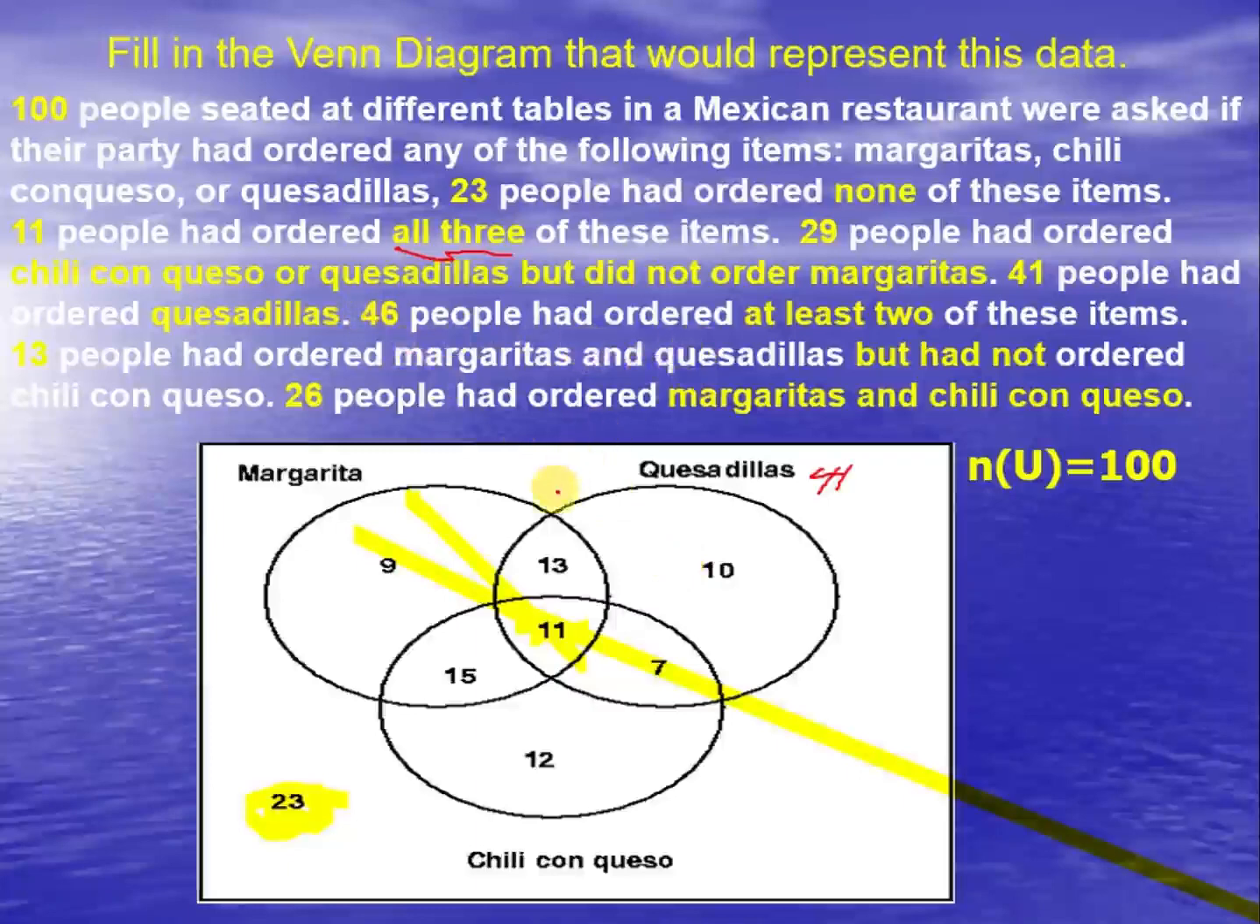Again, 46 people had ordered at least 2 of these items. When you say at least, it's either 2 or more items. They have ordered 2 or more items. So the 9 here only ordered margaritas, it's only 1 item. 10 here only quesadillas, it's only 1 item. And then chili here is only 12. But those who ordered above, 15 here ordered both margaritas and what? Chili. Likewise the 13 and then 7. 11 here, they ordered all the 3.